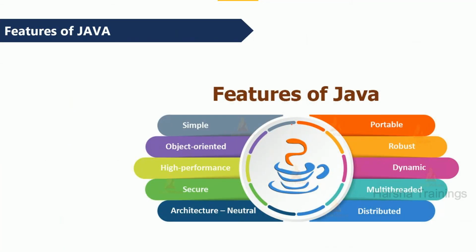Now, what are the features of Java? Step by step, I will explain the features. The first feature is simple. What is meant by simple? Simple in the sense it is very easy to understand.